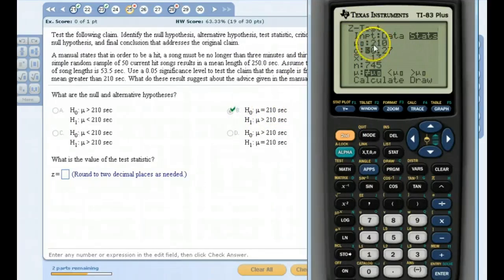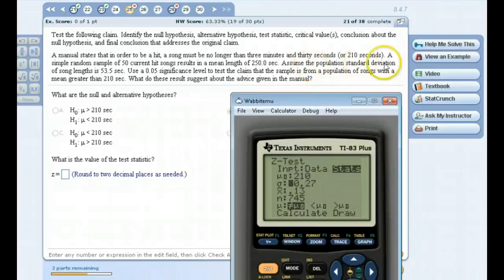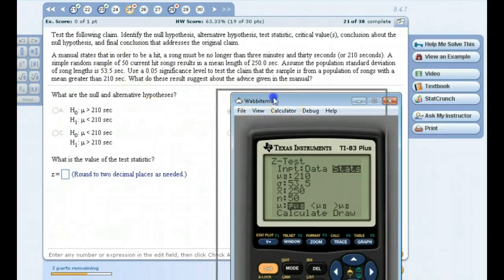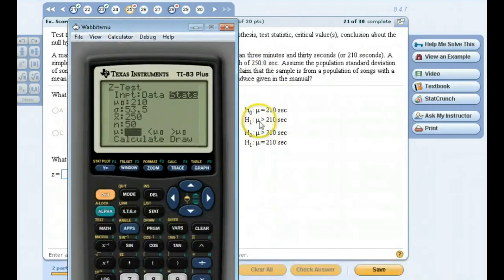210. Alright, what's the population standard deviation? That's right here in the wording. Population standard deviation is known to be 53.5. Alright, what's our sample mean? Right here, 250. The hit song has a mean length of 250, so our sample mean is 250, and then our sample size was the 50 right there. Alright, and then this is a right tail test, so we're going to highlight the greater than.